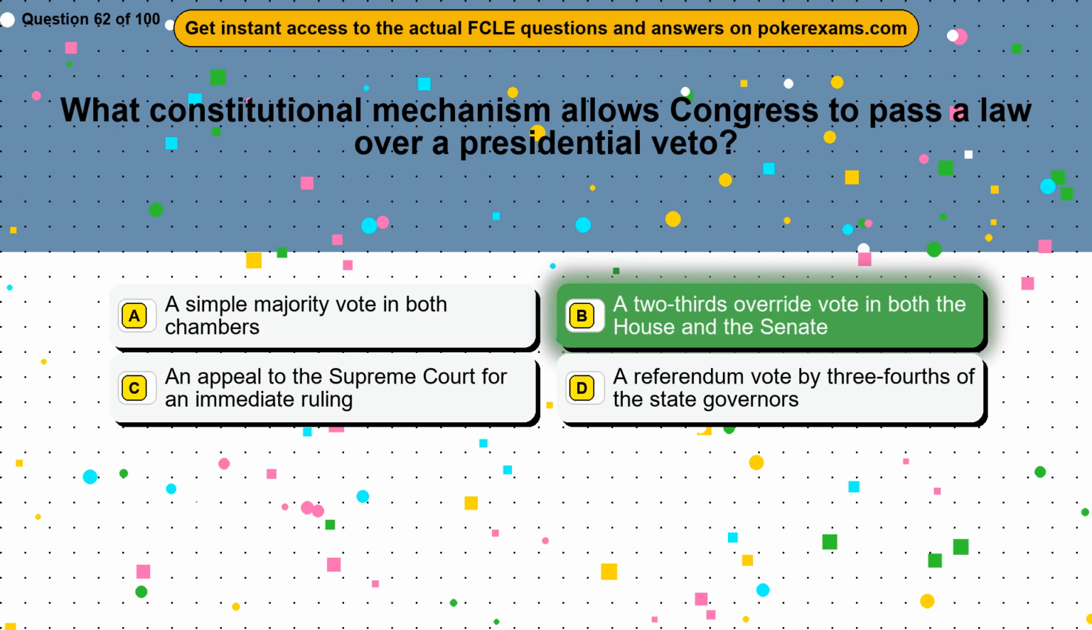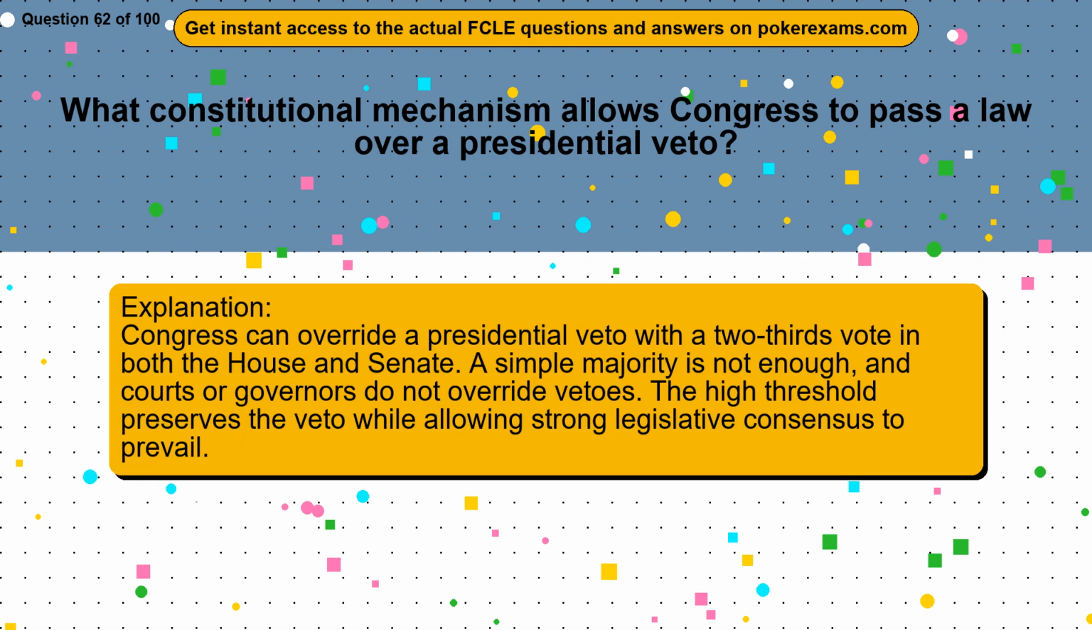The correct answer is option B, a two-thirds override vote in both the House and the Senate. Congress can override a presidential veto with a two-thirds vote in both the House and Senate. A simple majority is not enough, and courts or governors do not override vetoes. The high threshold preserves the veto while allowing strong legislative consensus to prevail.